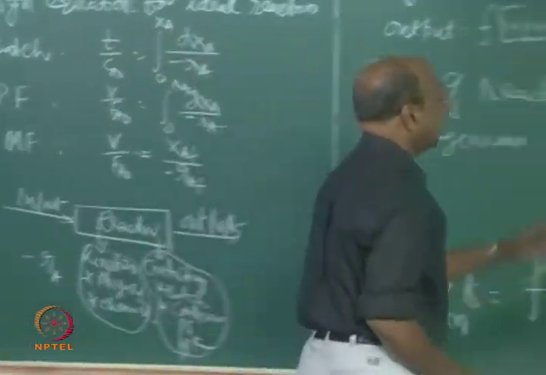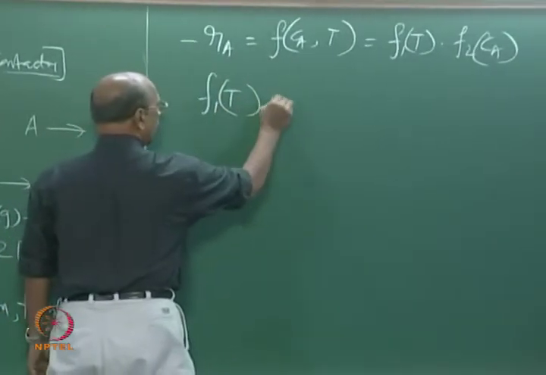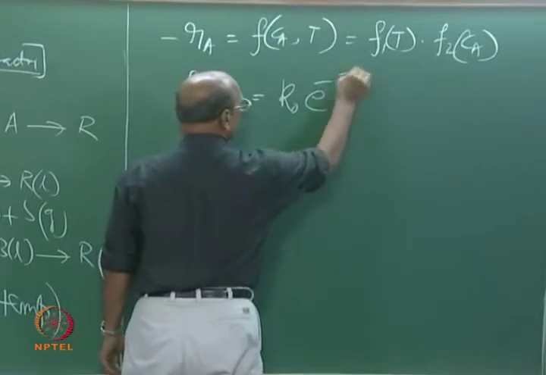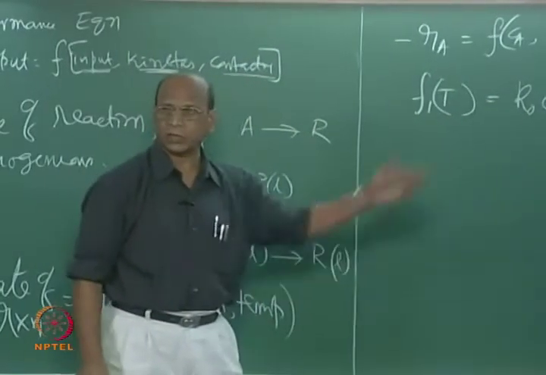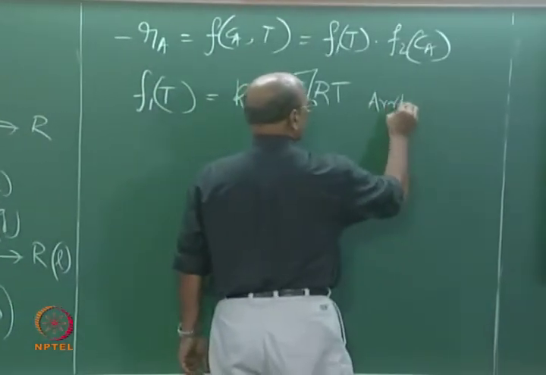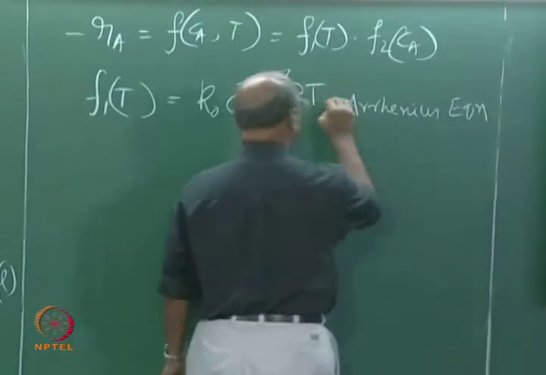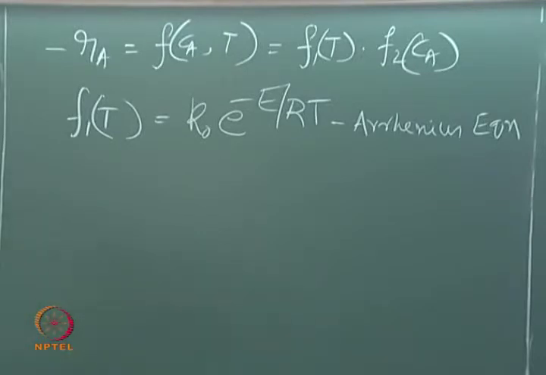And fortunately for us, f1(T) is only k0 e to the power minus E by RT. Who has given this equation? Arrhenius. That is the only equation we have. There are many, but finally it is distilled to that level, right.